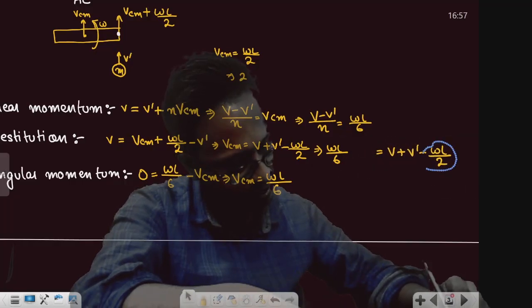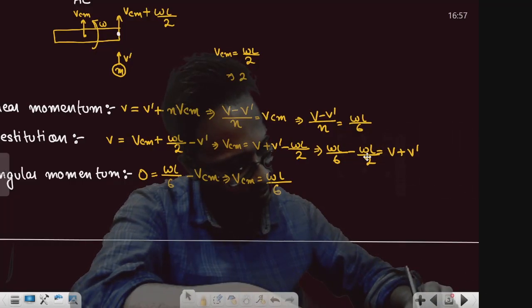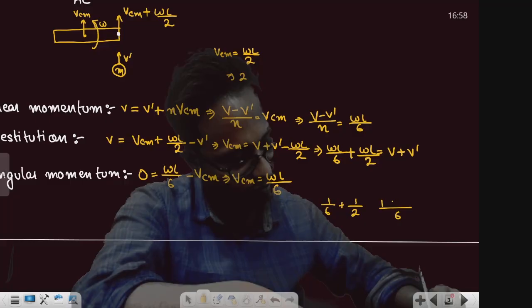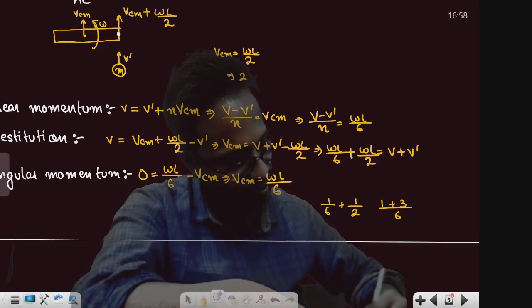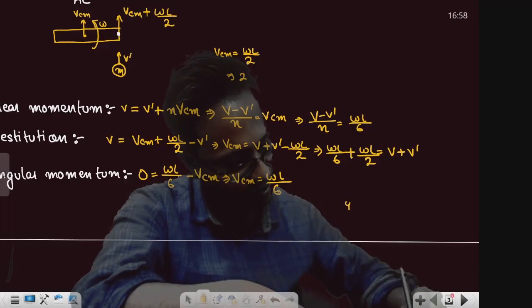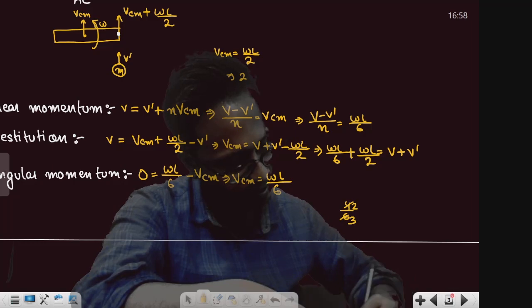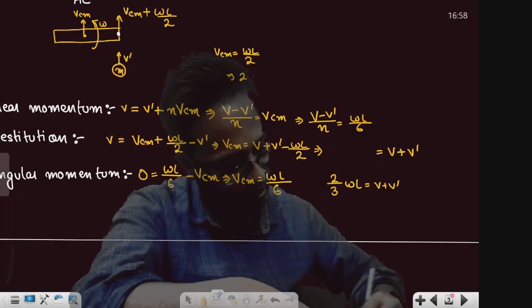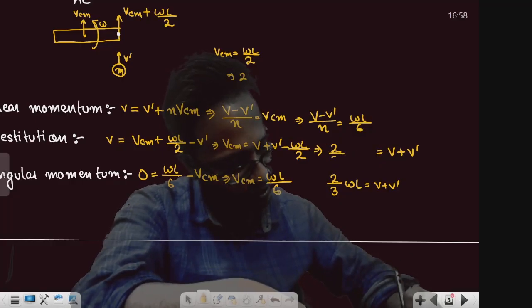Let me just take this omega L by 2 to the right hand side. If I take it to the right hand side, it will become plus. So 1 by 6 plus 1 by 2 is how much? 1 plus 3 is 4 by 6, which is nothing but 2 by 3. So I'll get 2 by 3 omega L is equal to v plus v dash.